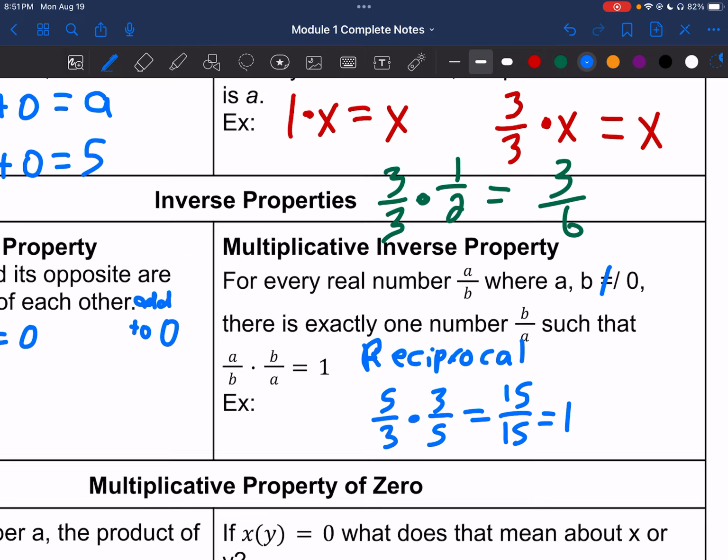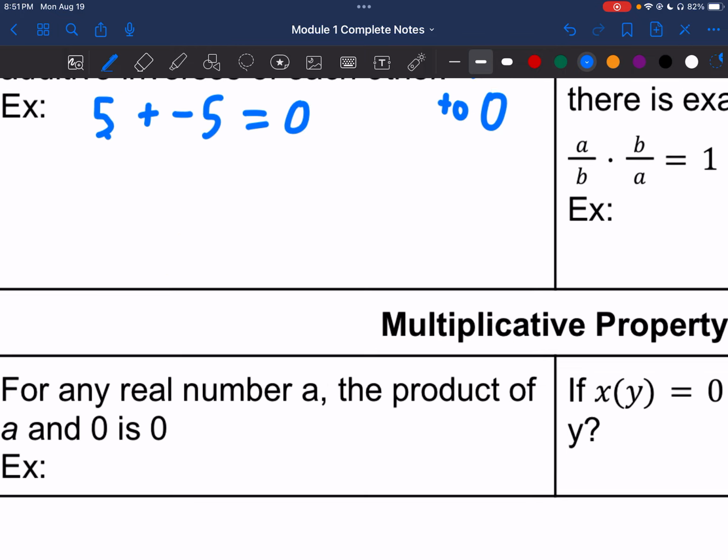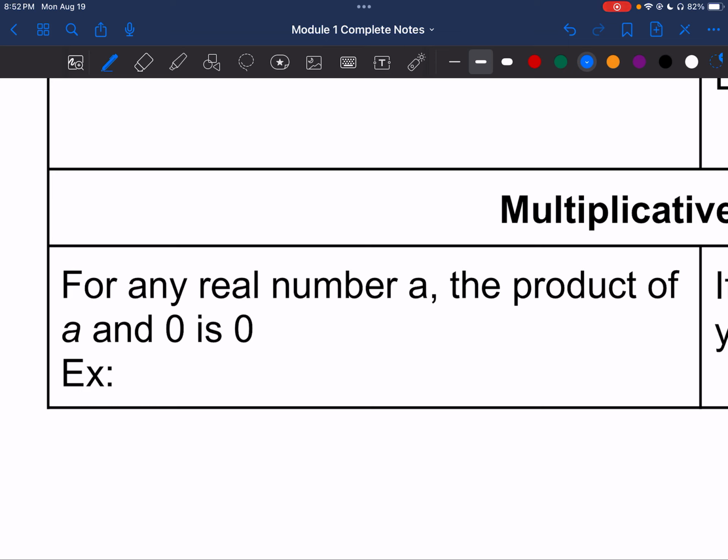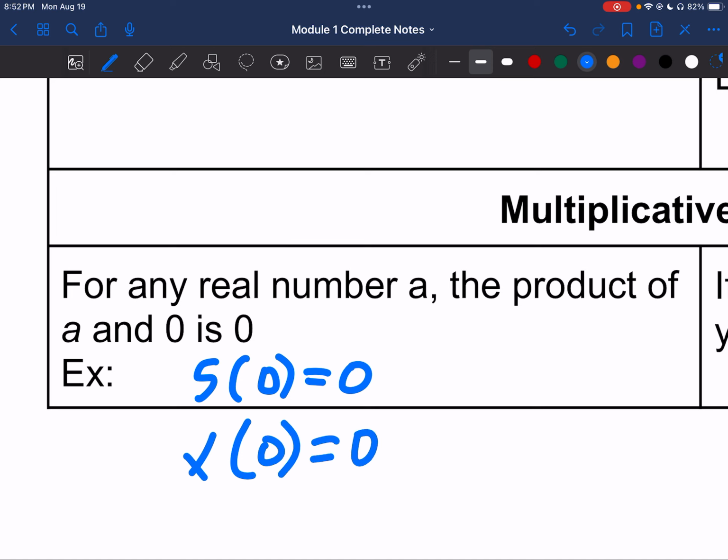Now, our next property that we're going to look at is the multiplicative property of 0. What that says is, for any real number a, the product of a and 0 is 0. So 5 times 0 is 0. X times 0 is 0. So no matter what our value is, if we are multiplying it by 0, then our value is going to be 0, no matter what.